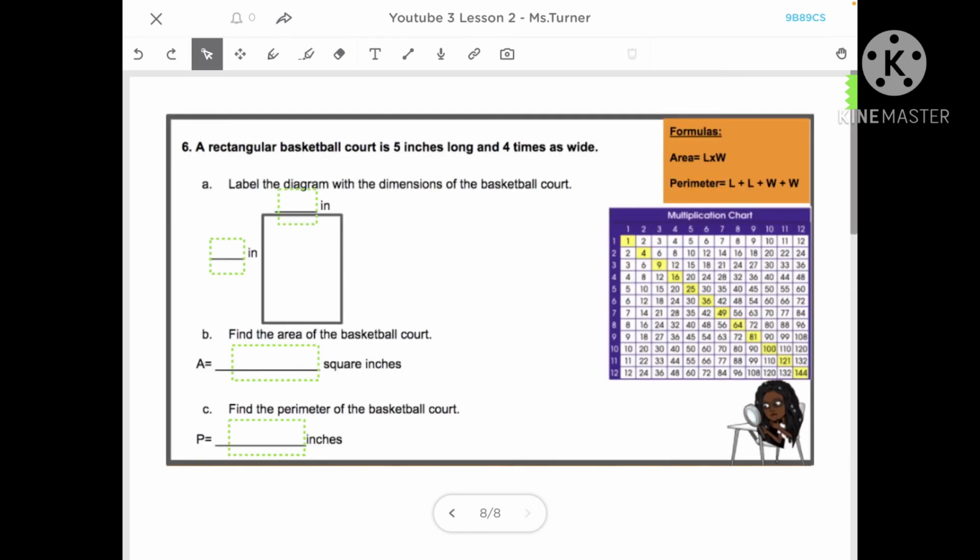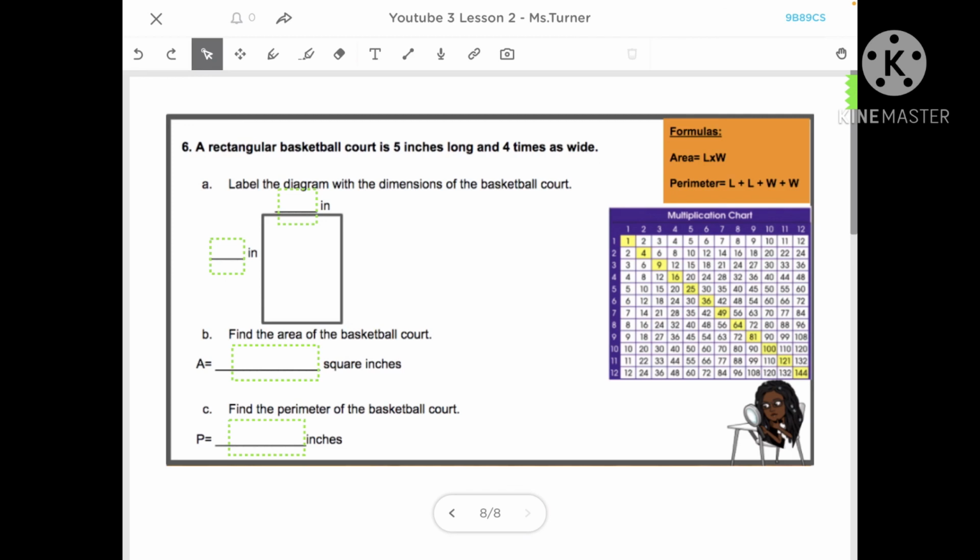Awesome thinking, you guys. Now for this one, let's go ahead and read the problem. And then at a certain point, I want you to pause the video to see if you get the same answer as Miss Turner. Here we go. A rectangular basketball court is 5 inches long and 4 times as wide. 5 inches long. Is that my length or my width? And 4 times as wide. What do I need to do if I need to figure out how wide it is? Go ahead and pause the video, you guys, and then come back to see if you get the same answer as me.